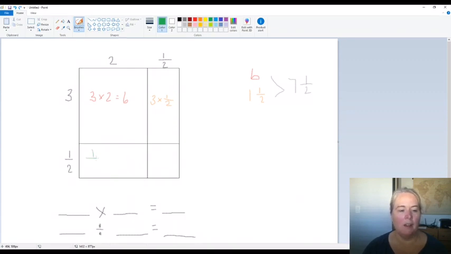This array would be 1/2, because my linear dimension is 1/2. My other linear dimension is 2. So I would have 1/2 times 2, which means I'd have 2 groups of 1/2, or 1/2 plus 1/2, which would be the same as 1. So I'm going to put that partial product over here. And then in this very final box here, I'm going to have 1/2.